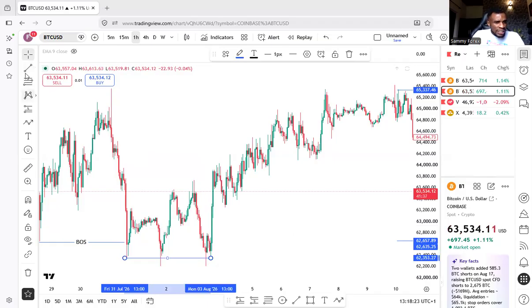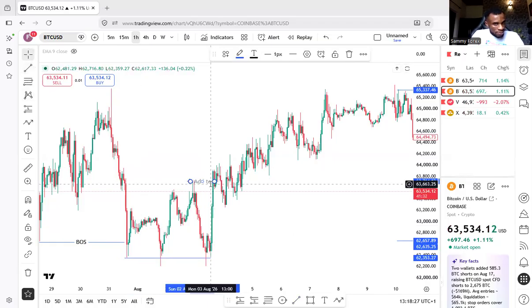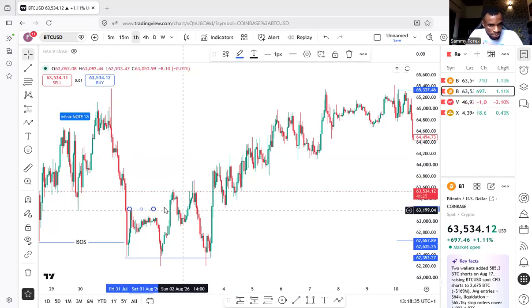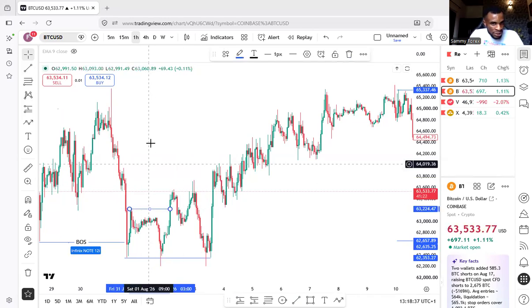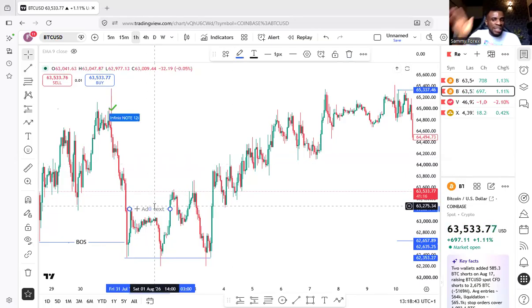Some people will now say that this is a market structure shift. No. Please, this is not a market structure shift. Or some people say this is a market structure shift. No. This is nothing but a change of character. That's why there's a difference between market structure shift and change of character.